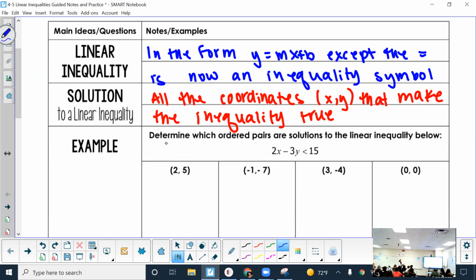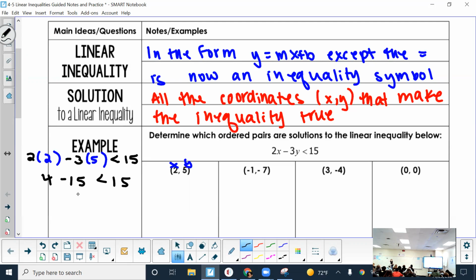So plug it in. So remember, this is x, this is y. And then I have 2x, which what are we saying that x is? 2. Good. Minus 3y. And what are we saying that y is? 5. Good. Less than 15. So when I simplify this, if it's less than 15, then it is a solution. So what's 2 times 2? 4. What's negative 3 times 5? Negative 15. Good. Bring down the less than 15 part.